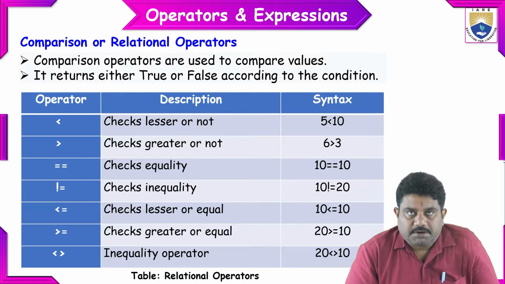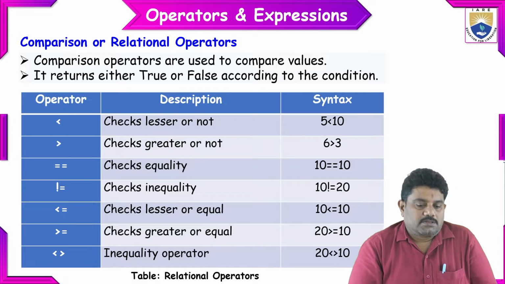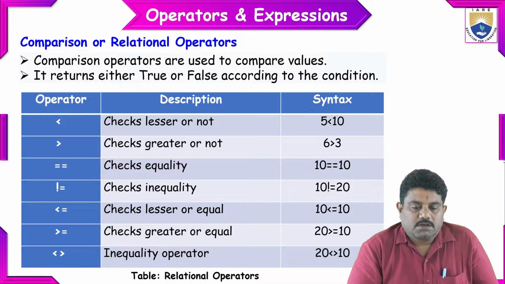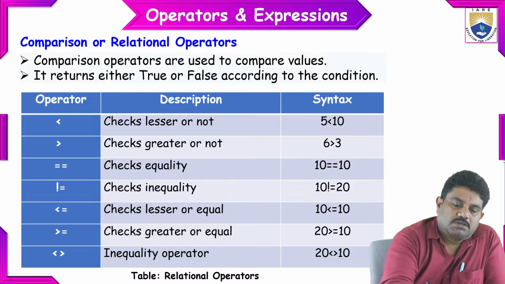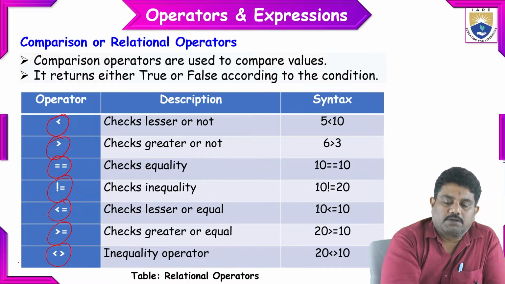Next, comparison or relational operators. Here also 7 are there. These are used to compare two values or two operands, whether they are equal to each other or which one is less than or greater than. We can perform various comparison operations. The symbols used are: less than, greater than, double equal to, not equal to, less than or equal to, greater than or equal to, and not equal to.